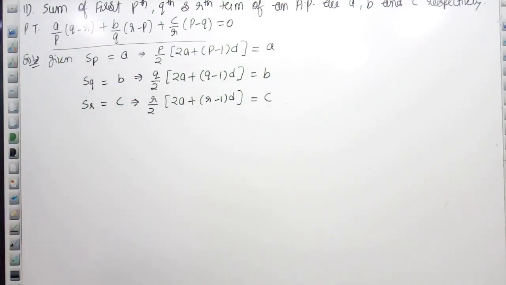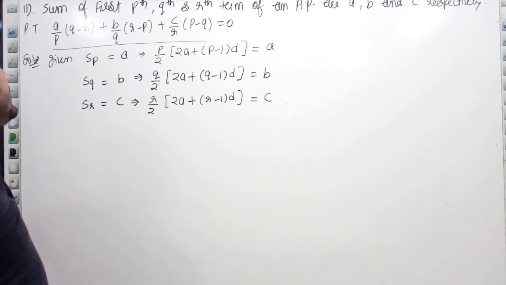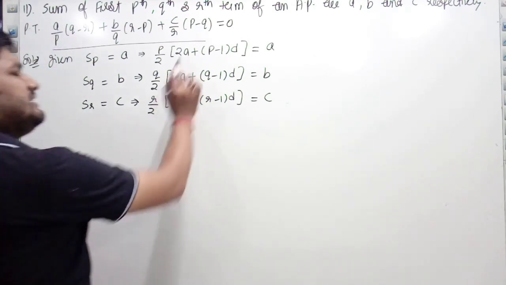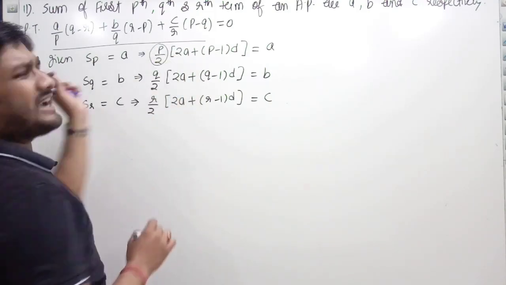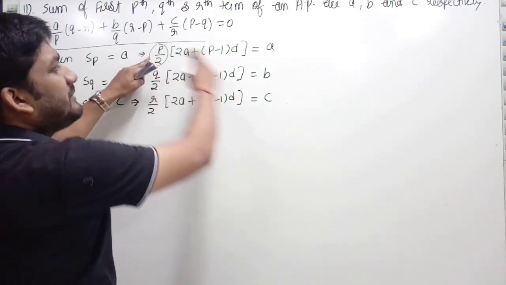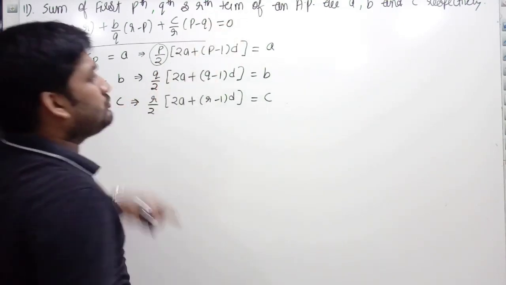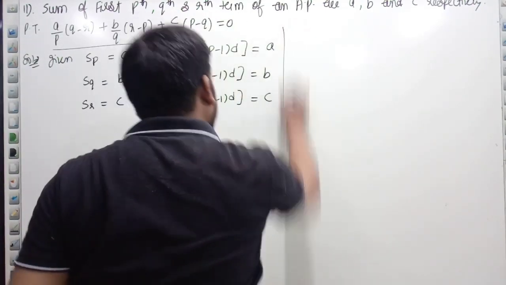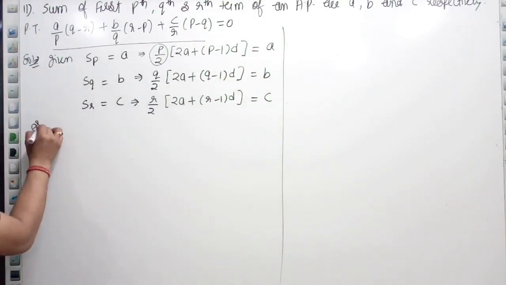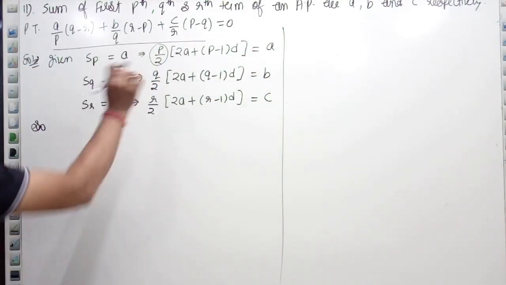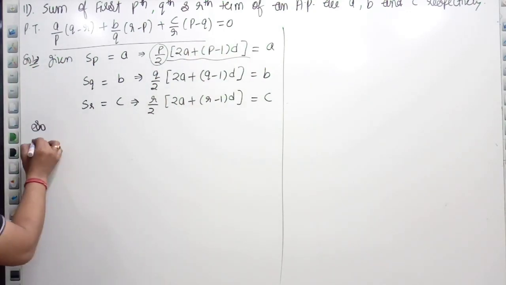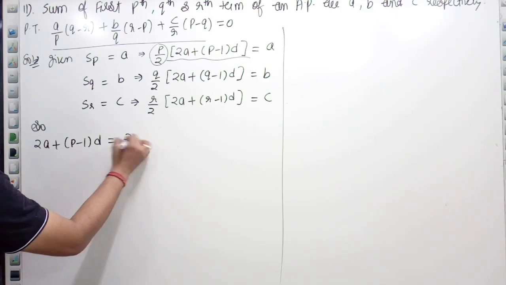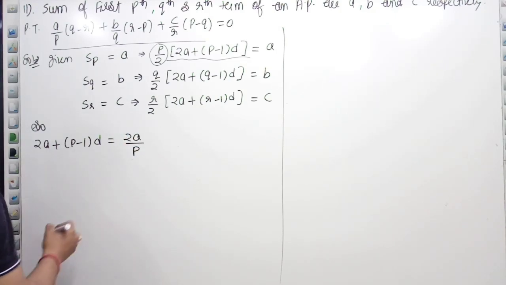Right? Now, here in the expression, we are having A upon P. So what I am doing here, in the first expression is P by 2 for I को ले जाऊंगा. So what I will get, P will be in the denominator and 2 will be in the numerator. So I will be having from the first expression, ध्यान से देखना इस expression से. Can I write 2a plus p minus 1 into d is equal to 2a by p, right?